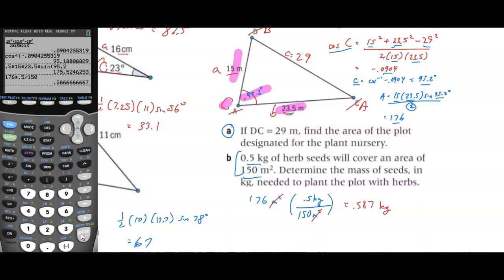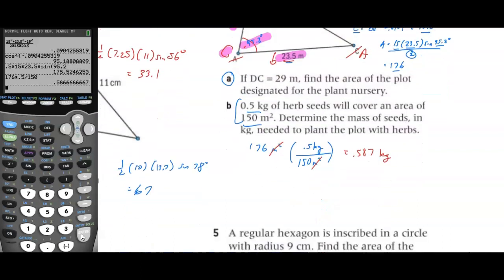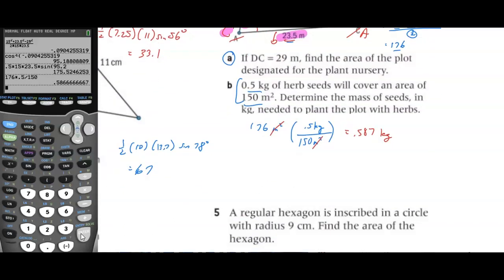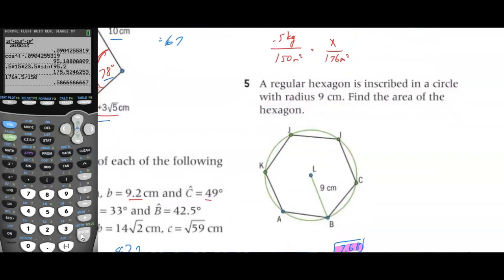The other way you could do it is you could make a proportion. In one case I have 0.5 kilograms over 150 meters squared, and in the other case I have 176 meters squared and an unknown amount of seeds, and so you would just use algebra to figure out that x is 0.587 in this case too. Okay, so either way is fine.